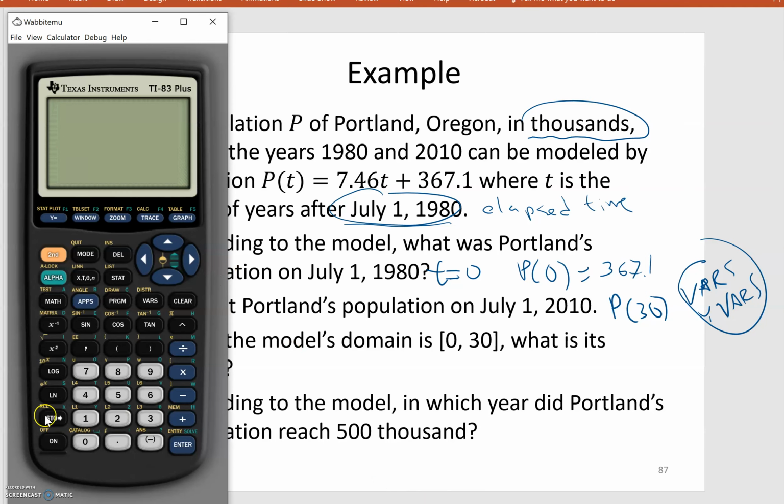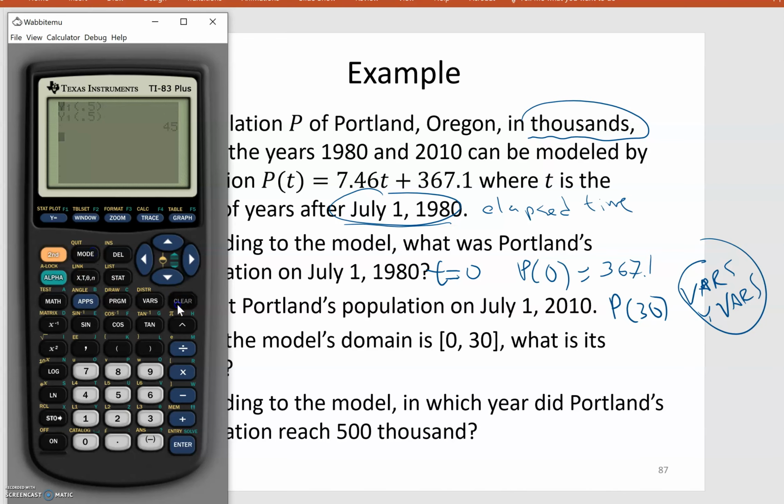So let's type in our model. That's from a previous problem. So y1 is 7.46x plus 367.1. Okay.